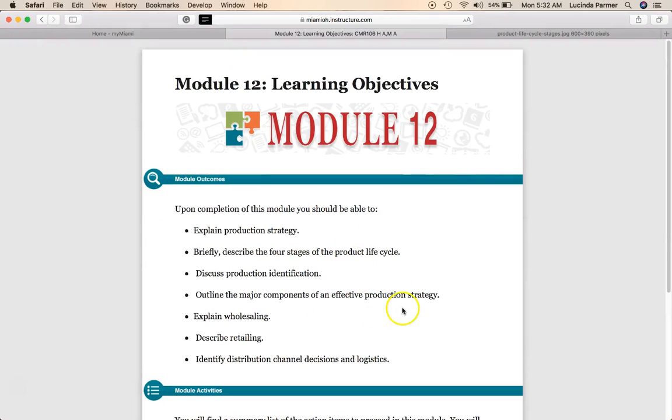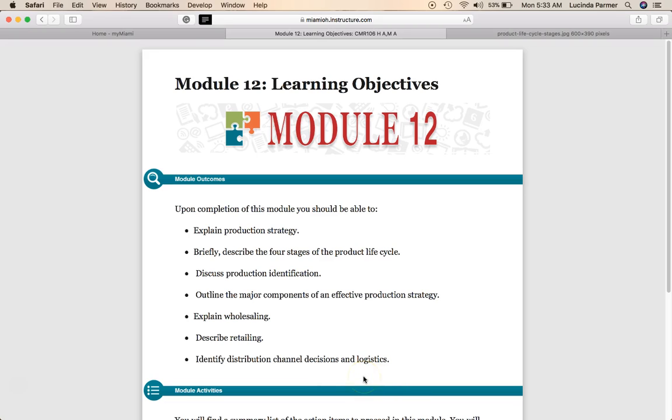We're going to look at components of an effective production strategy, wholesaling, retailing. We're just going to look at different ways that stores are developed and how they house products and move products. So you could have an everyday low pricing store, like say Walmart or the dollar store, right? Or you could have something like a Sam's or a Costco, which is kind of like a warehouse type feel to it. Then we look at how do products get moved. So we look at channel decisions and logistics.